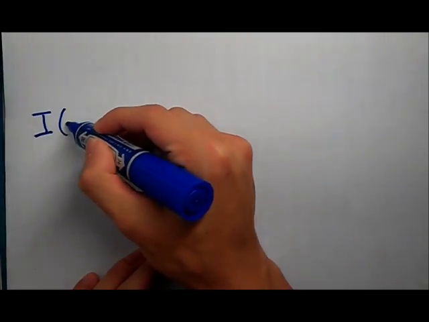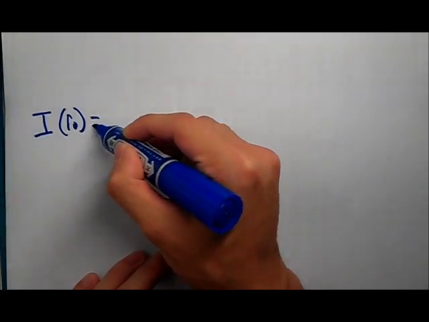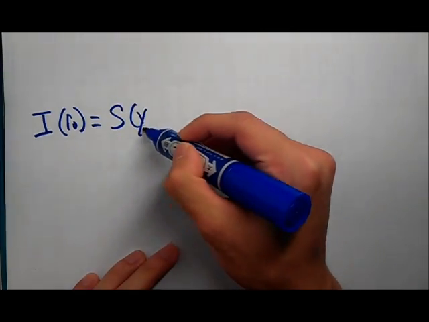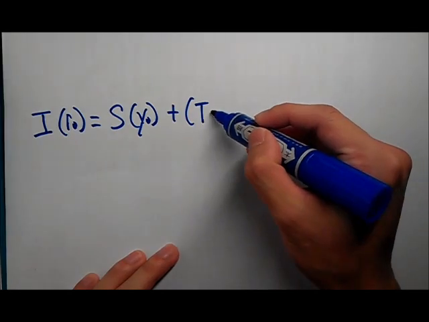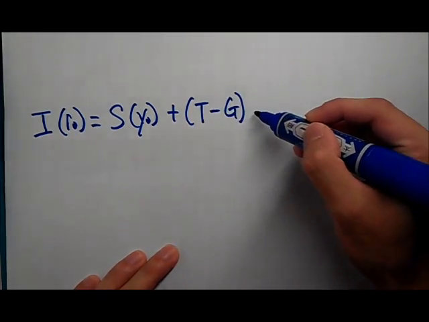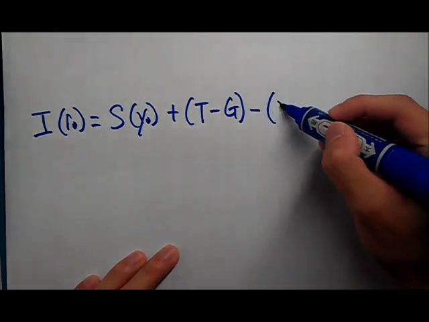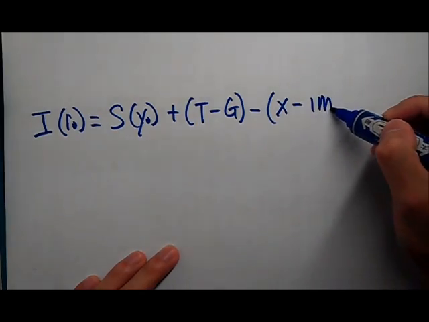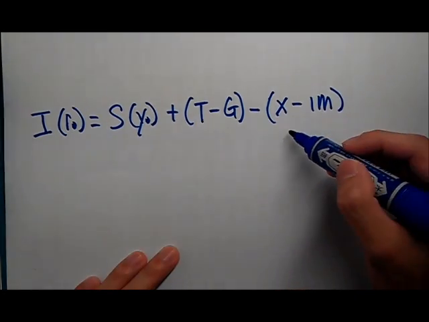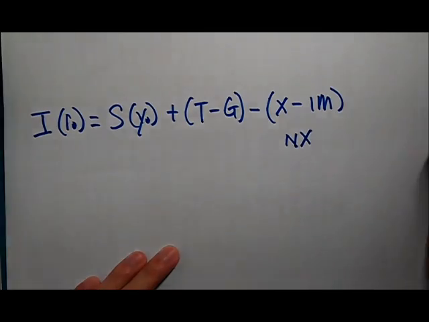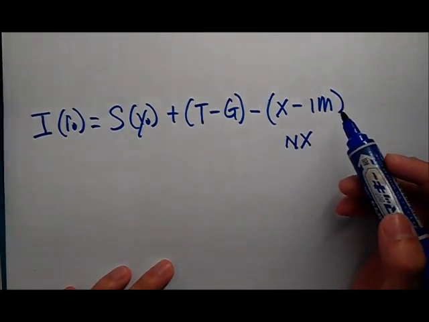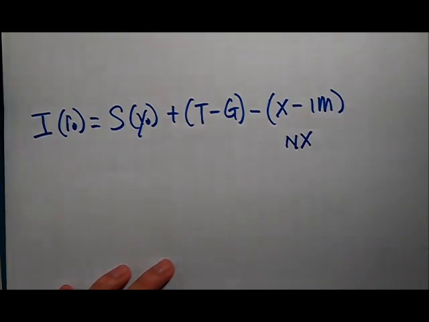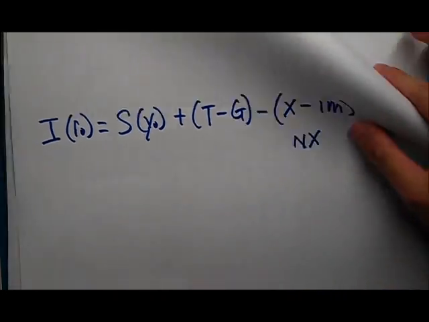Investment, which is a function of interest rates, equals savings, which is a function of income, plus tax revenue minus government spending, minus exports minus imports. This can also be written as net exports. We're going to learn how to derive this equation. Before we do that, we need to know two equations.